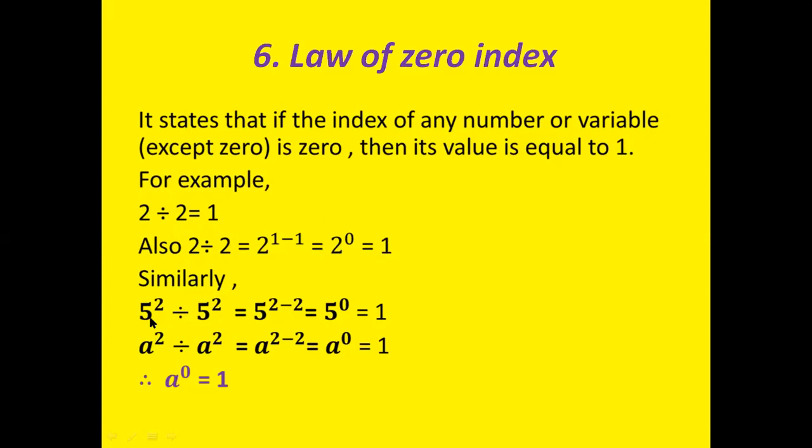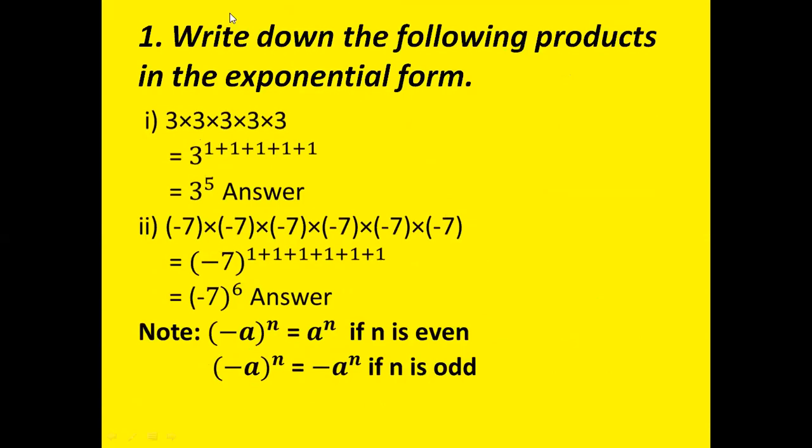Similarly, 5 to the power 2 divided by 5 to the power 2 is 5 to the power 2 minus 2, which is 5 power 0, and its value will also be 1. Similarly, a square divided by a square is a to the power 2 minus 2, which is a power 0, and that means 1. If any variable or number has 0 power, except 0 base, then its value will be 1. A to the power 0 means 1. Similarly, y to the power 0 is also 1. Here are some examples.